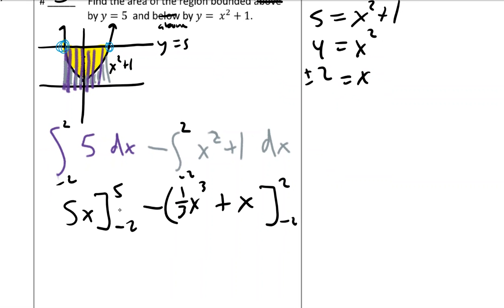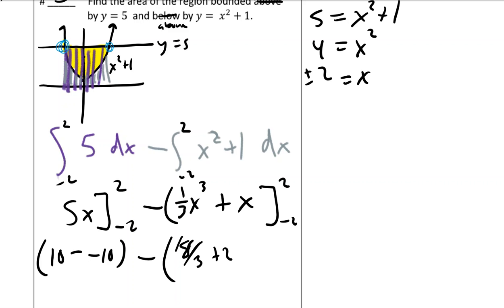And then the fundamental theorem of calculus is knowing how to deal with these 2 and negative 2. So you should plug in 2 the first time, negative 2 the second time, and then subtract them. This subtract is this subtract. Plug in 2 the first time, plug in negative 2 the second time, and then subtract those.